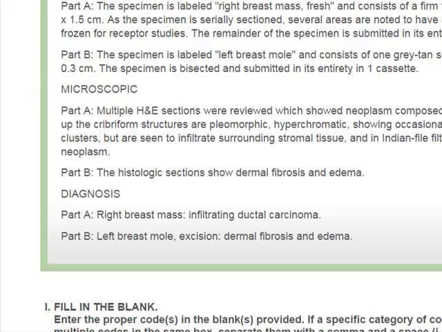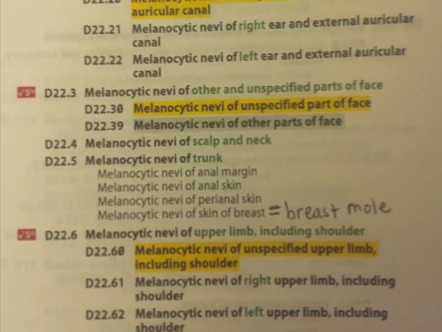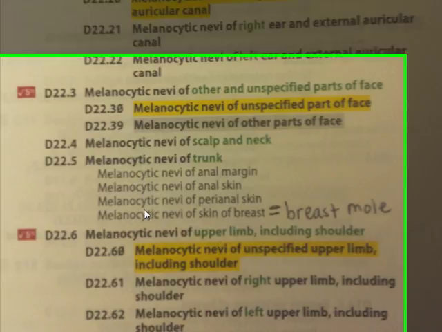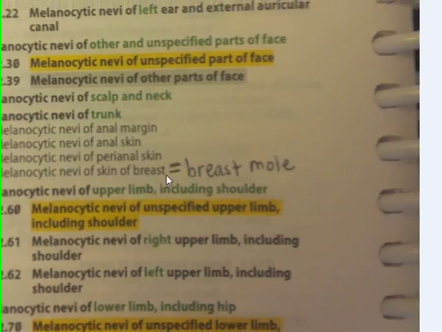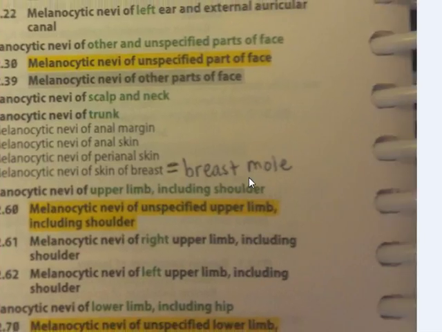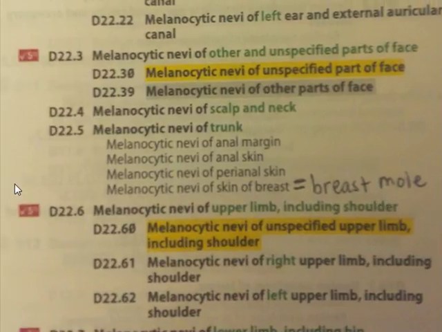Let's find that in the tabular and see if we have any more information. So in the tabular, under D22.5, right here, you see melanocytic nevi of trunk. And then you see the code descriptors here. This is what this includes under trunk. And right at the bottom, you see melanocytic nevi of skin of breast. This is where your breast mole is going to fall under. So D22.5 is the code that we need to use for our secondary diagnosis code for this case.